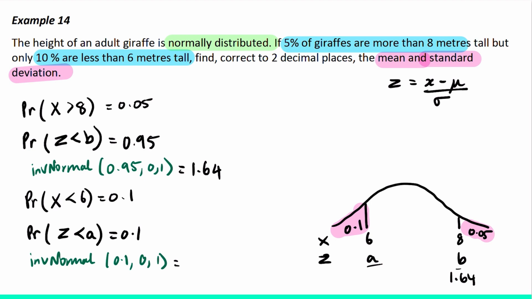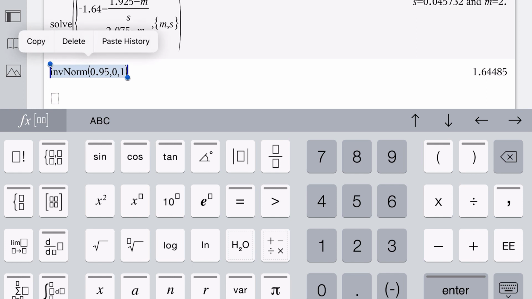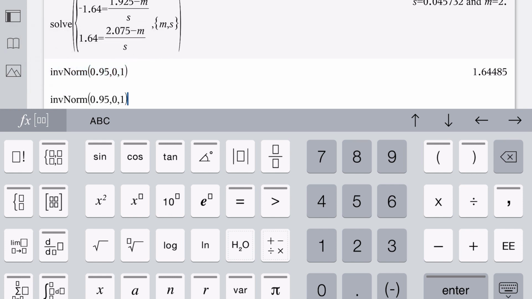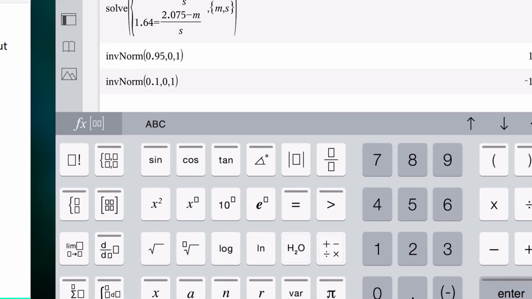And now we'll have a look at what it is with A. So just copy and paste that. This time though, the area was 0.1. That's negative 1.28.